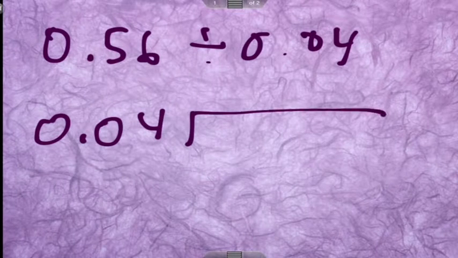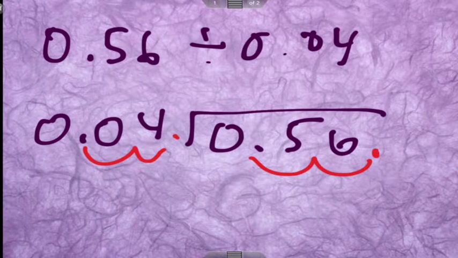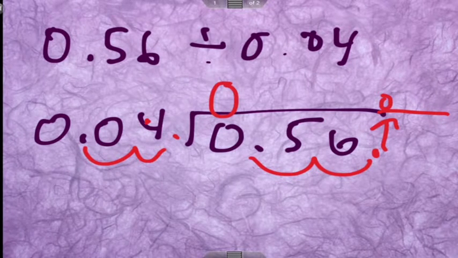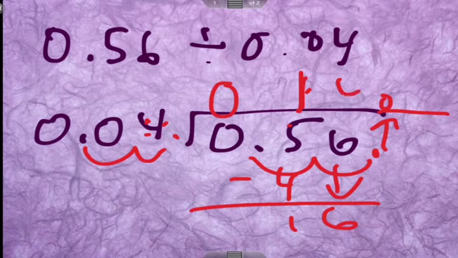So I have 0.04 on the outside, 0.56 on the inside. Get a different marker, I move it over 2 spots, so I have to move this over 2 spots, and then I bring it straight up. I like to do that. So now this is 4, so 4 goes in 0 times, 4 goes into 5 1 time, 1 times 4 is 4, subtract it, I bring down the 6, I get 16, 4 into 16 goes 4 times, 4 times 4 is 16, and I get 0 as my remainder, so I am done, so the answer is 14.